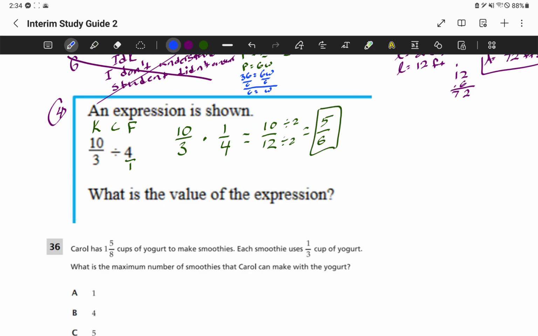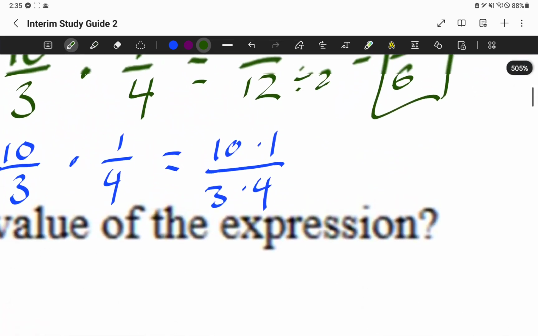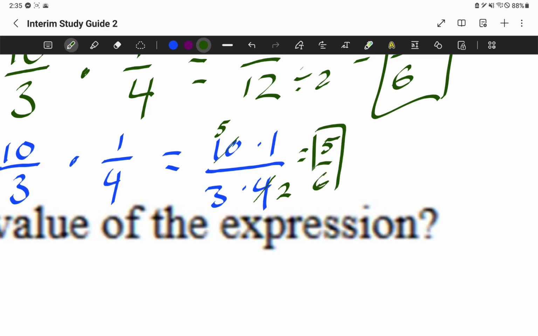Now, for me personally, I would do 10 over 3 times 1 over 4, which is the same as 10 times 1 over 3 times 4. Now, I would go and say, well, I've got a 10 and a 4. 2 goes into both. 2 goes into 4 2 times. 2 goes into 10 5 times. So 5 times 1 is 5. 3 times 2 is 6. And so 5, 6.